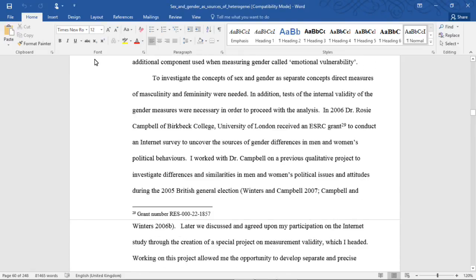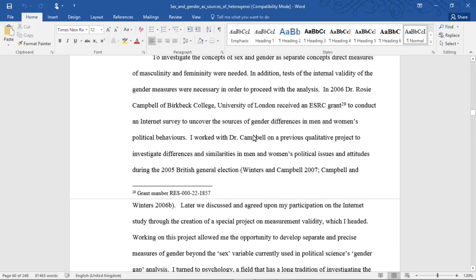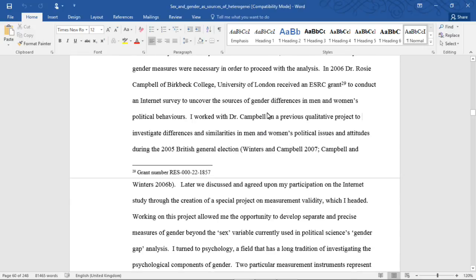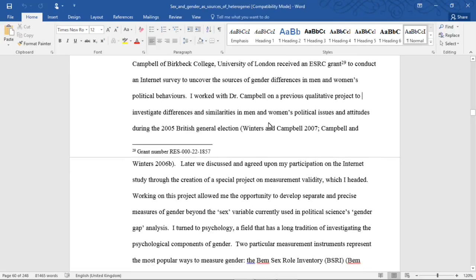To investigate the concepts of sex and gender as separate concepts, direct measures of masculinity and femininity were needed. In addition, tests of the internal validity of the gender measures were necessary in order to proceed with the analysis. In 2006, Dr. Rosie Campbell of Birkbeck College, University of London, received an ESRC grant to conduct an internet survey to uncover the sources of gender differences in men and women's political behaviors.